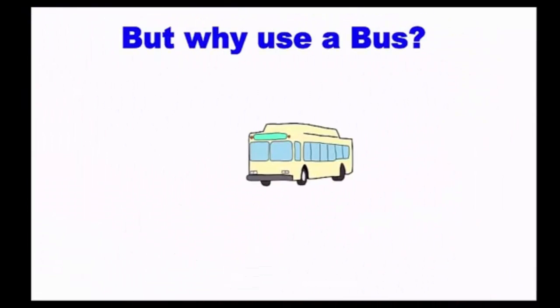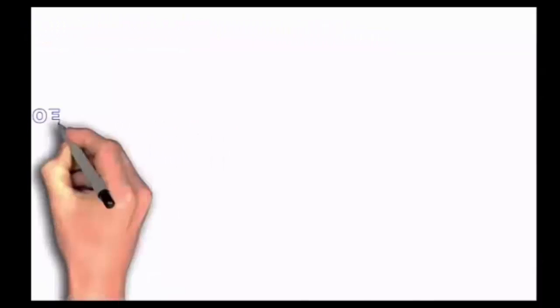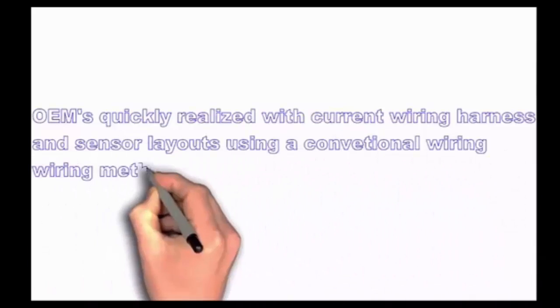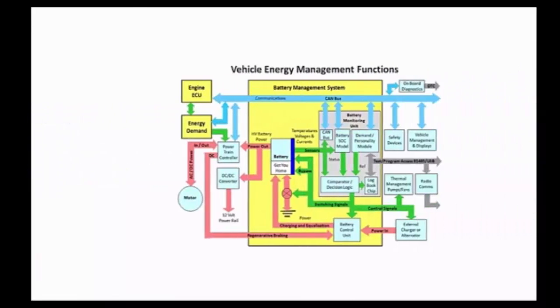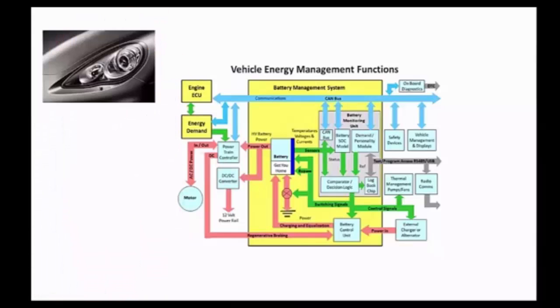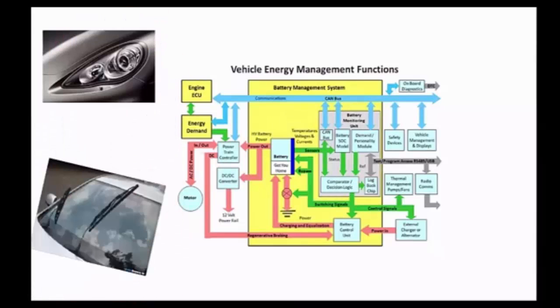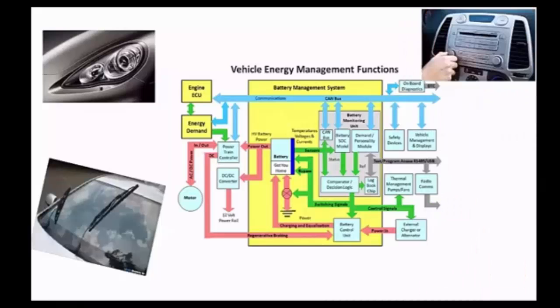But why use a bus? As vehicle manufacturers add more gadgets and emission safety requirements become more stringent, OEMs quickly realise with current wiring harnesses and sensor layouts, using a conventional wiring method would not be possible to manage. Buses help to eliminate wiring and the need for multiple sensors. This is why some components that would not have once been on the serial data bus, such as our lights, wiper motors and even your car radios, are now on the bus.